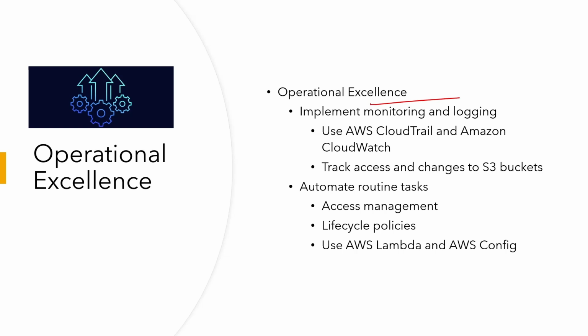And operational excellence will implement monitoring and logging through the use of CloudTrail and Amazon CloudWatch in order to track access and changes to S3 buckets. And then we want to automate routine tasks such as access management and lifecycle policies through the use of solutions such as AWS Lambda and AWS Config, for example.